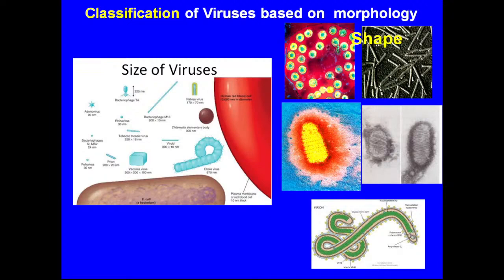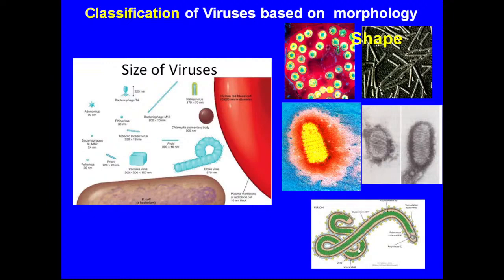spherical, they look spherical. Then some of them may look rod shaped, and that's mainly the plant viruses. We don't see this type among animal or human viruses. Then they can be bullet shaped like rabies virus, or brick shaped like pox viruses, or they can be filamentous like Ebola virus.